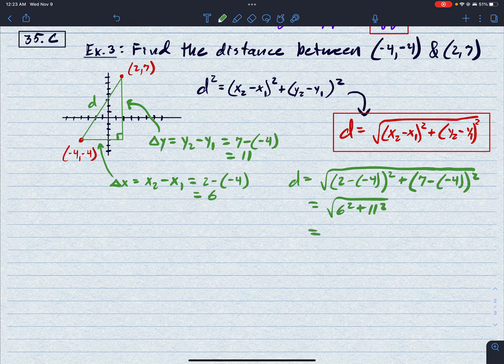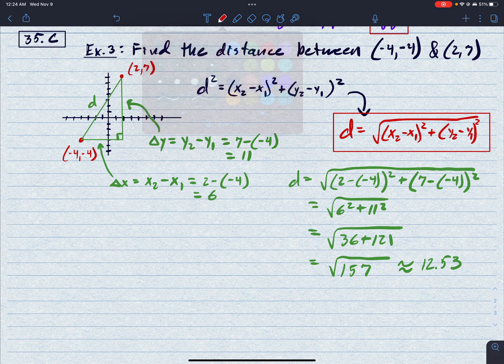And of course, this is the square root of 36 plus 121, which is equal to the square root of 157. And the square root of 157 is an approximate value, approximately 12.53. So the distance between these 2 points is approximately 12.53. Honestly, I would prefer that we just leave the radical value.